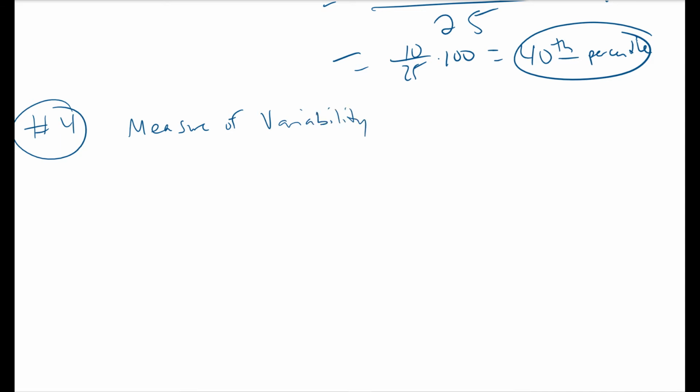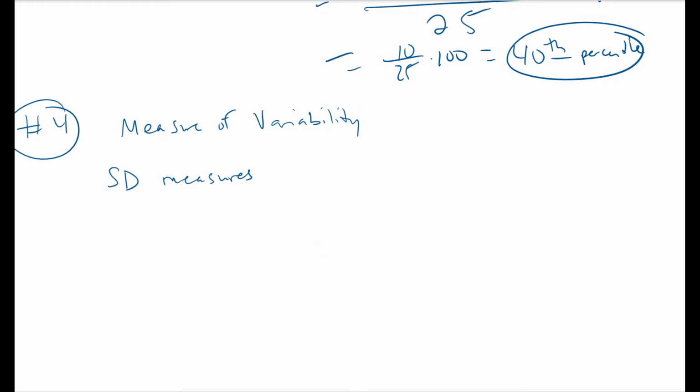Okay, a measure of variability measures the spread. So the standard deviation is a measure of variability. Basically, it measures the average spread, the average of what we call deviation. The deviation is how far you're away from the mean, so the distance from the mean. So it measures the average deviation or distance from the mean.